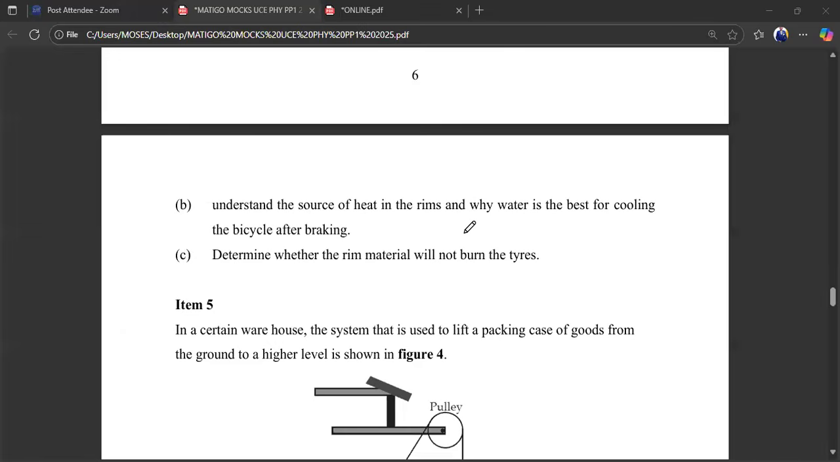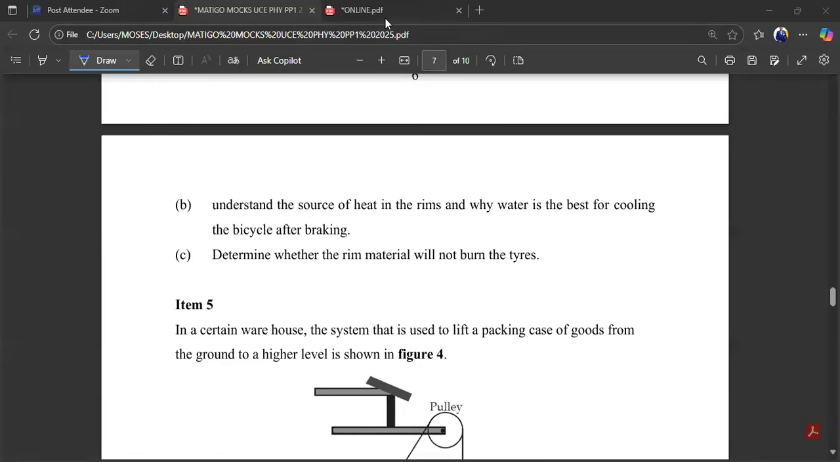Now, this heat is coming from friction. How do we answer? We begin by identifying. The source of heat here is friction. How does it come about? You explain and say that part of the kinetic energy of the bicycle is converted into heat energy due to friction.